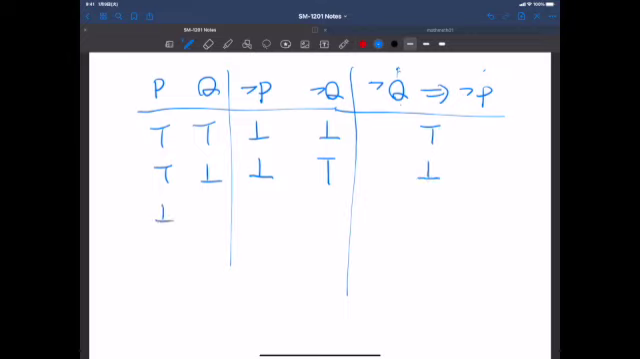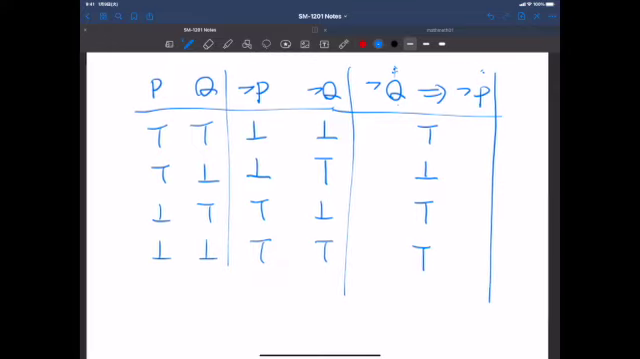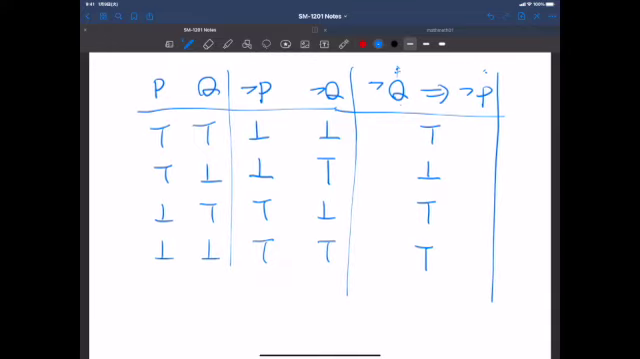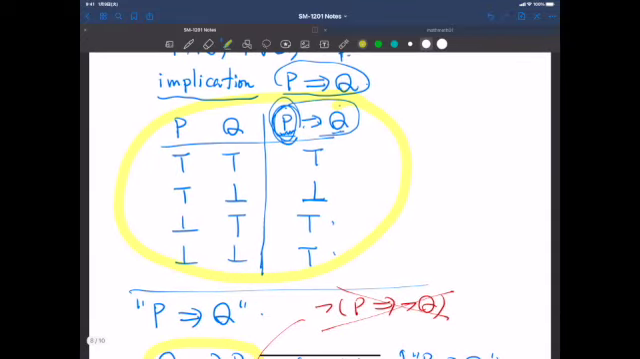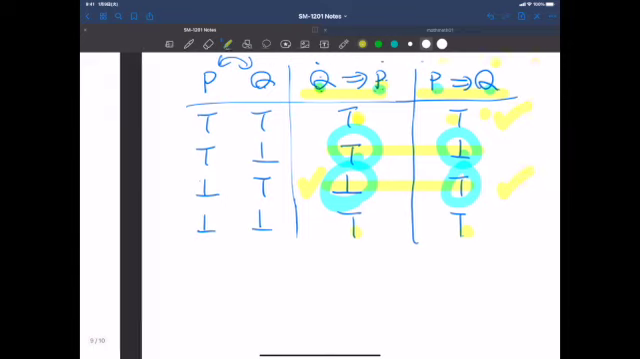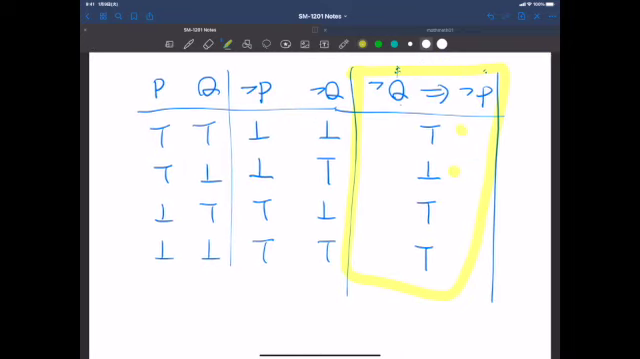Okay, and false, true, that's true, false. So this premise is false, so it should be true. And both false and false, true and true. So true and true is true, right? Now compare this one with the original proposition. This one. That's true, false, true, true. Okay? And this is true, false, true, true.